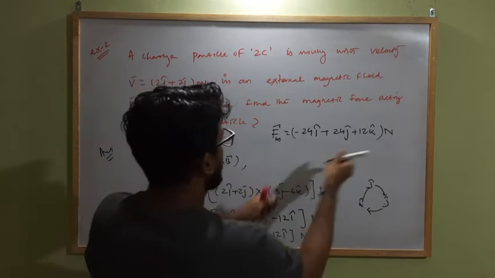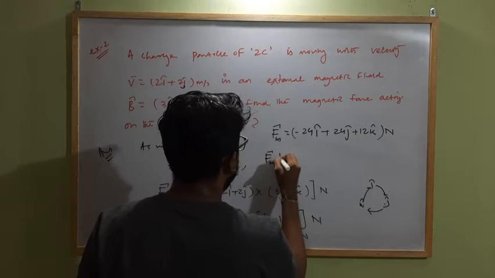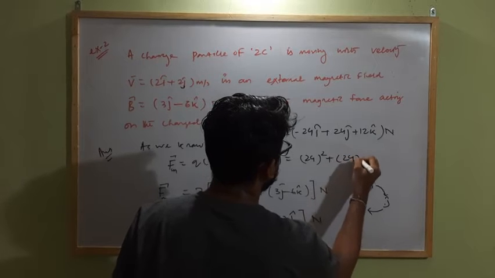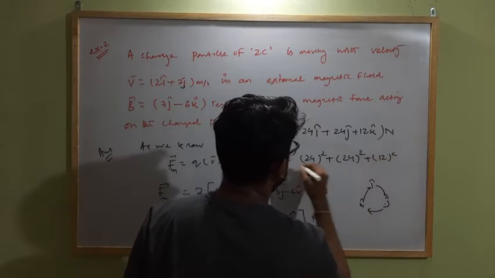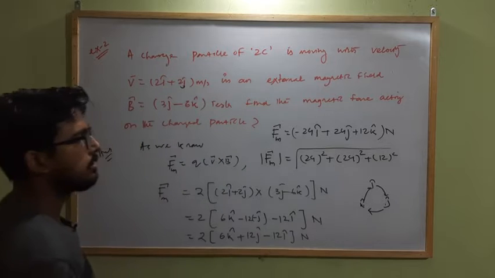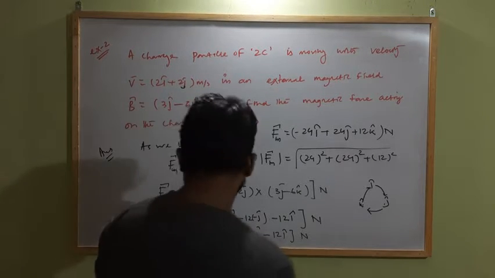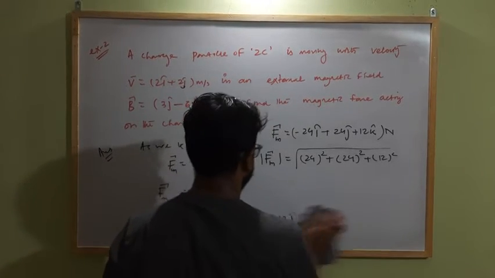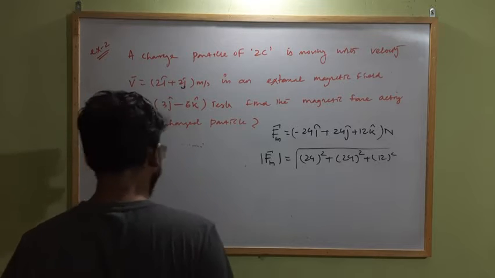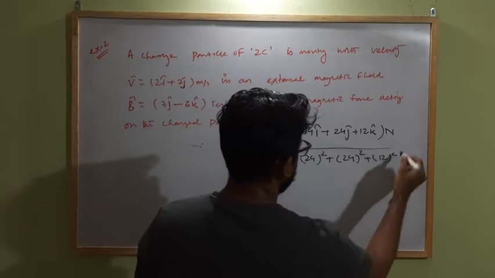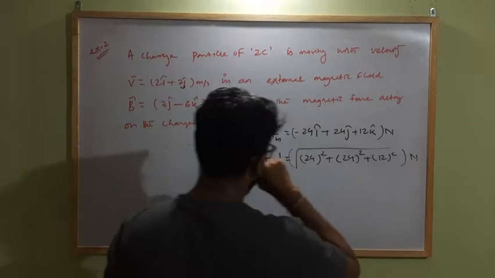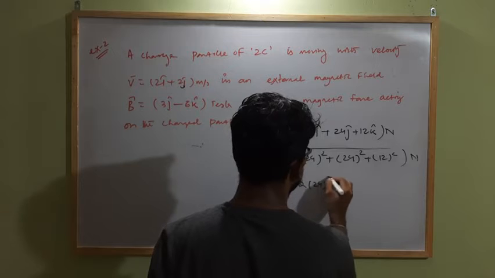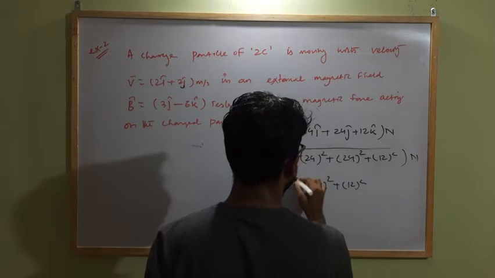If I have to calculate the magnitude of the magnetic force, it will be how much? Square root of 24 square plus 24 square plus 12 square. Clear? Okay. So this much Newton. If you want to solve this, it will become how much? 2 into 24 square plus 12 square under root.